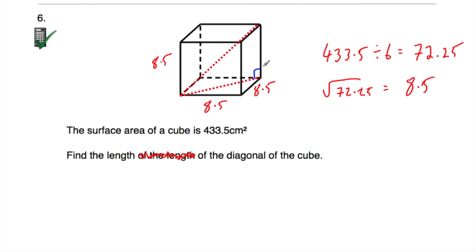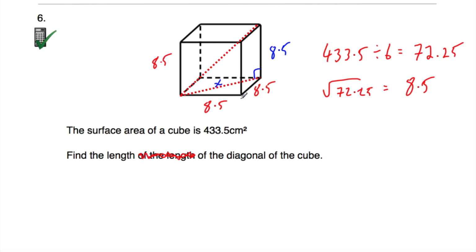And we know that this measurement here, the height of the cube, is 8.5. And it would be quite useful if we knew the length of this diagonal, the diagonal of the base of the cube. Because if we worked out the length of the diagonal of the base, we would have the length of two sides, and then we could find the length of the diagonal of the cube. So let's find this measurement here. I'm just going to call it x.